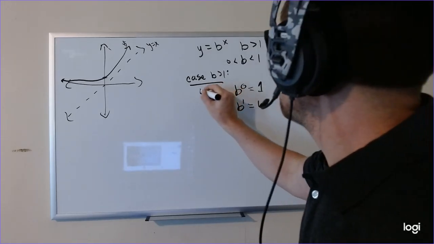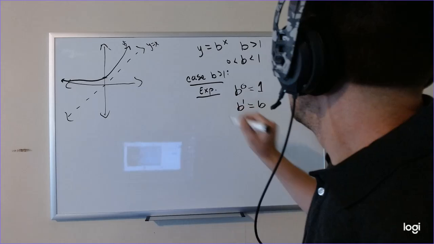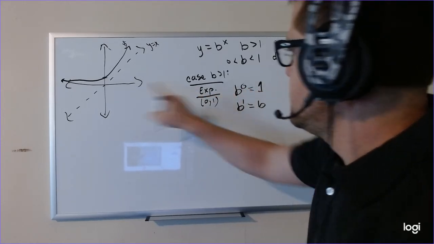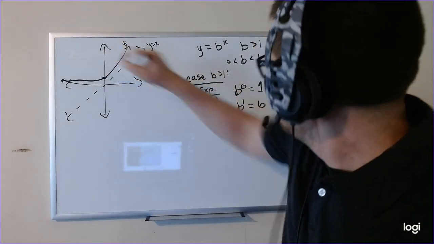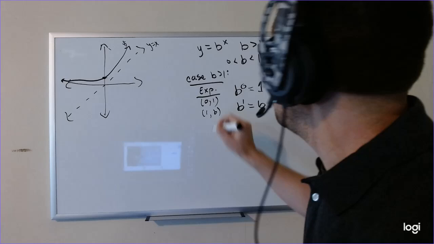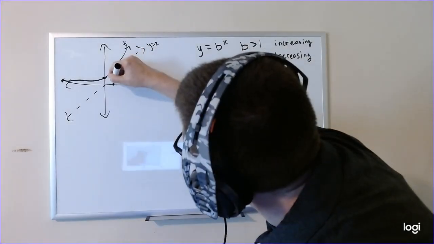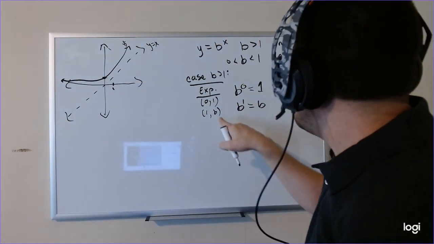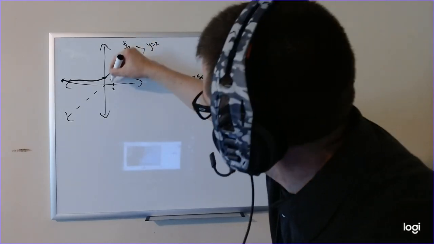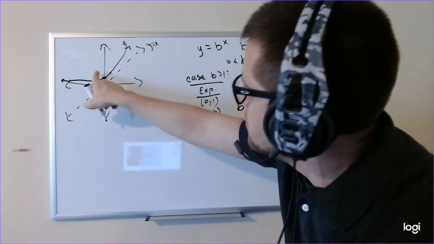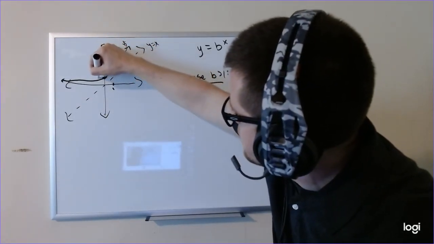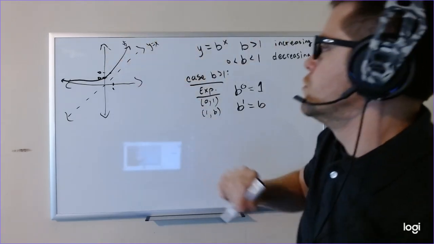So on our exponential graph, we put in a 0 and we got a 1, so the point 0, 1 was on our graph. And we put in a 1 and we got a B, so the point 1, B was on our graph. Say 1 is here. B is bigger than 1, so B is going to be above 1 here. Here's our 1. Wow, that's a terrible 1.